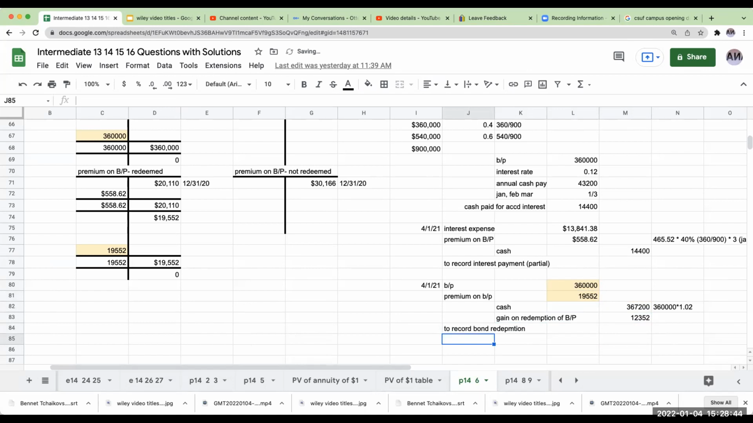Okay, so what we're going to do now, if you look at what happened over here, is that the book basically combined these two journal entries together.